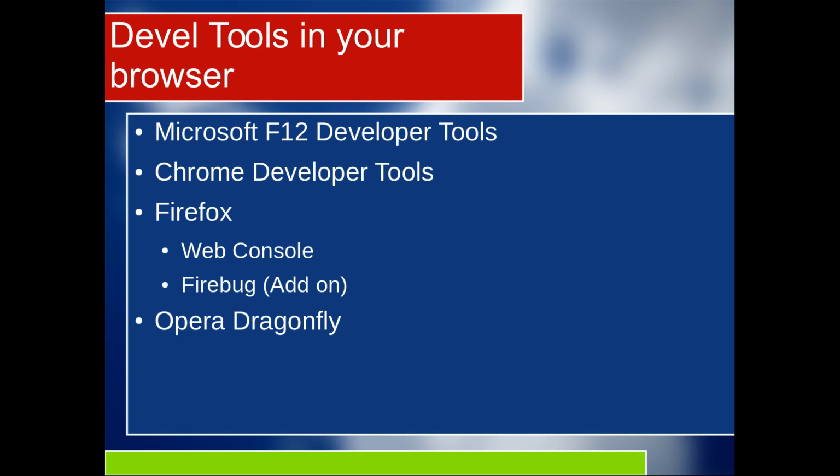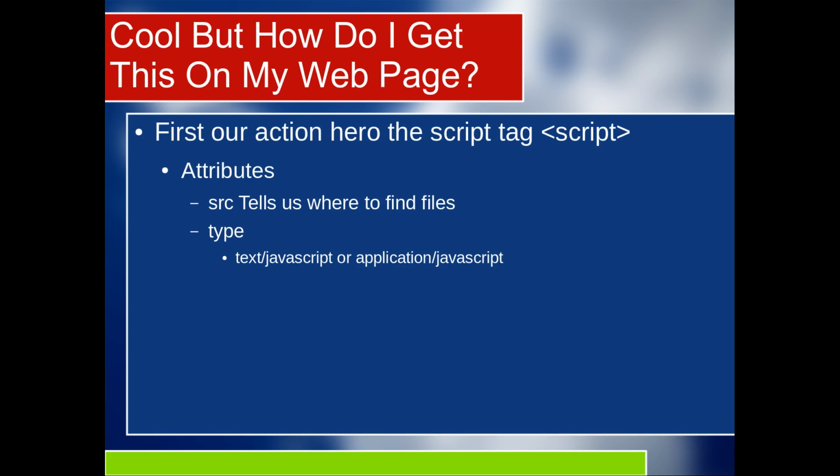We've talked a little bit about all of the things that are available, but how do I actually get JavaScript into my web page? Why a web page and why not something else? Because the web is where JavaScript is generally used. So the first thing I'm going to talk about is the script tag. And here I call it the action hero, because this is the tag that starts all of the action.